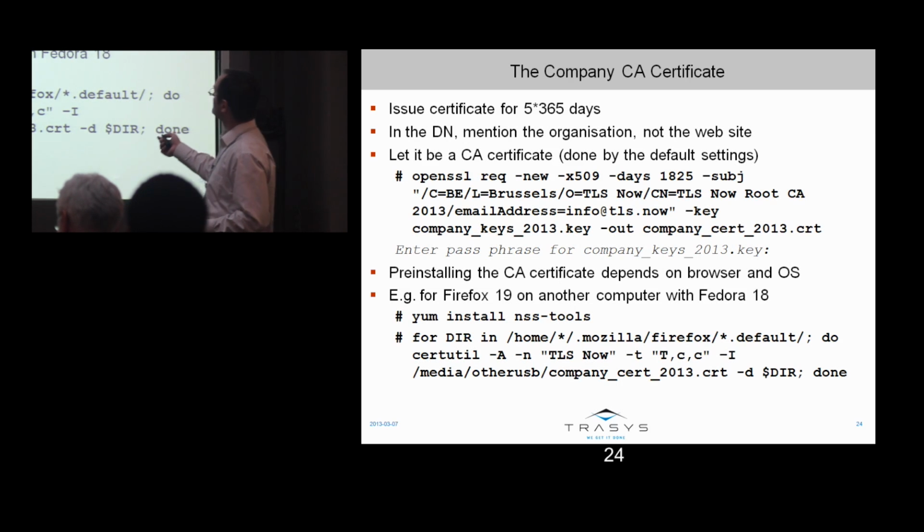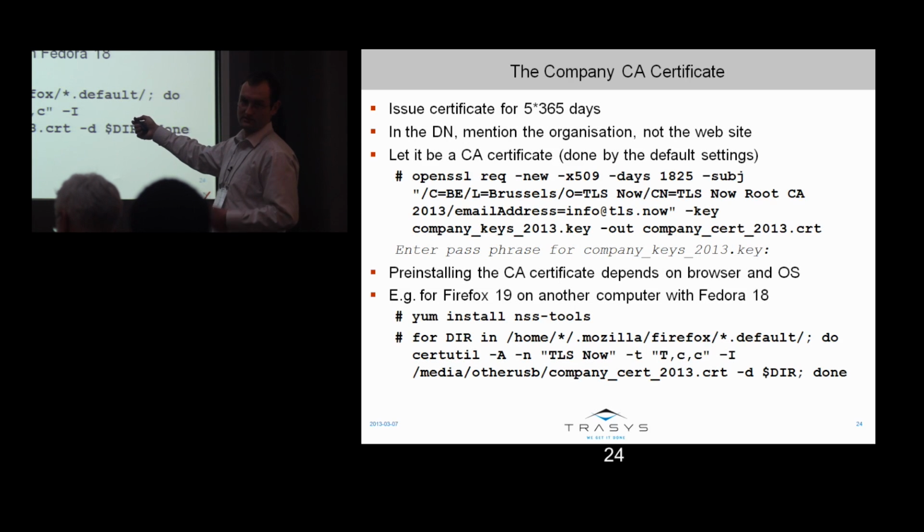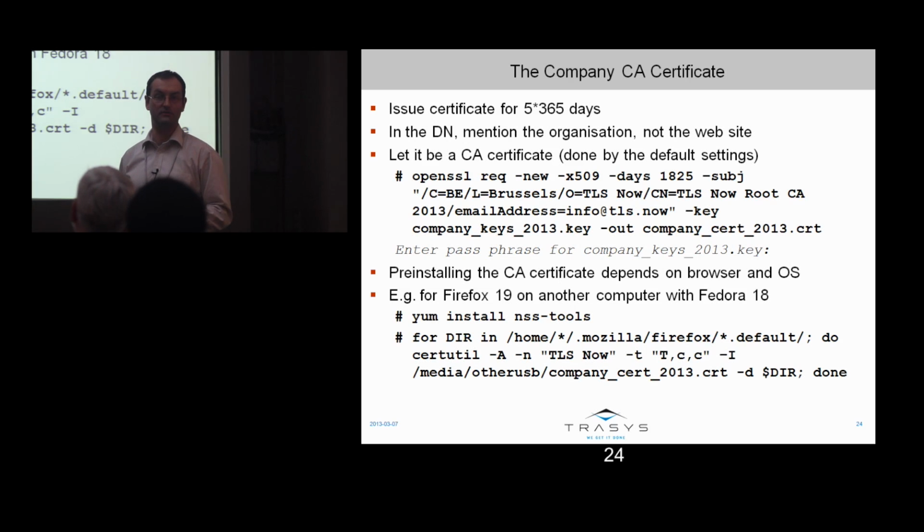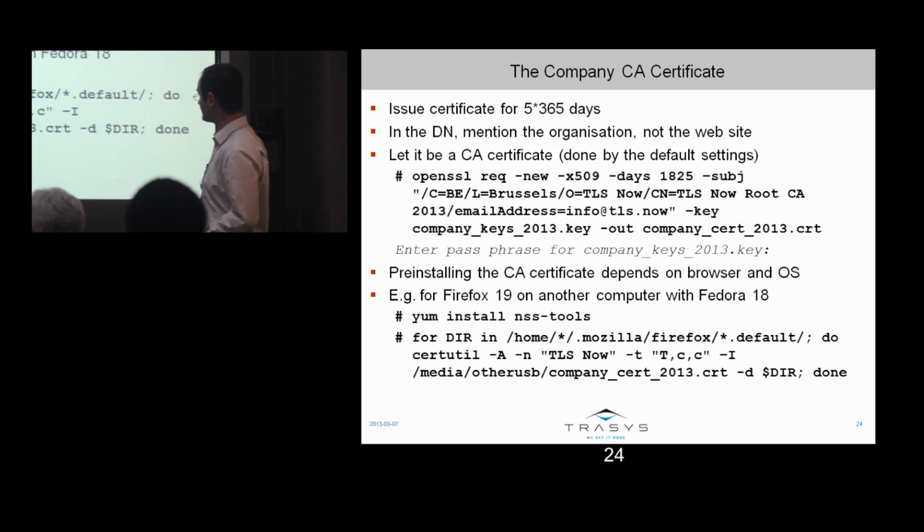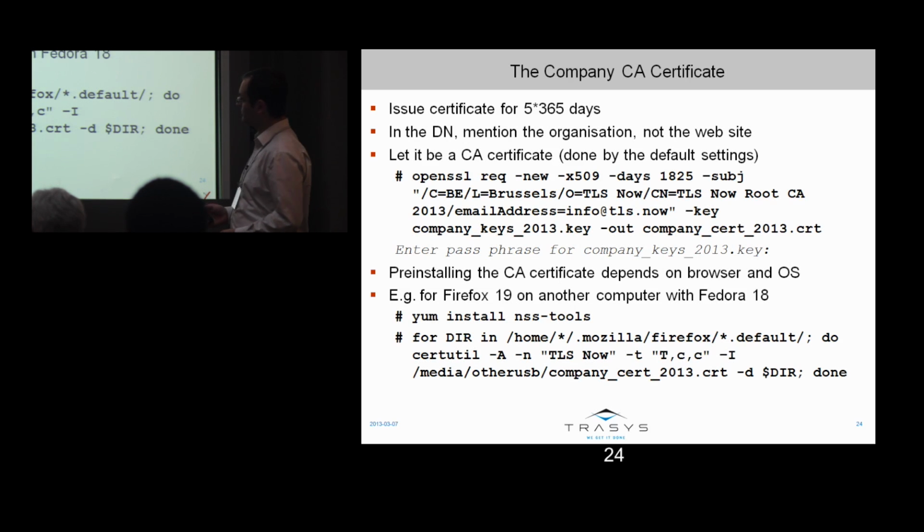I'm going to use the days option with 5 times 365 days to have it for 5 years. I'm going to mention in the DN, in the distinguished name field, I don't have to put a website name in now. This is not a website certificate now, it's a CA certificate. So there I will put in Belgium, Leuven, Learn TLS Now company. This is the email address, info@tls.now, things like that. And I'm going to let it use that default section of the configuration file which bothered me last time, which made it be a CA.